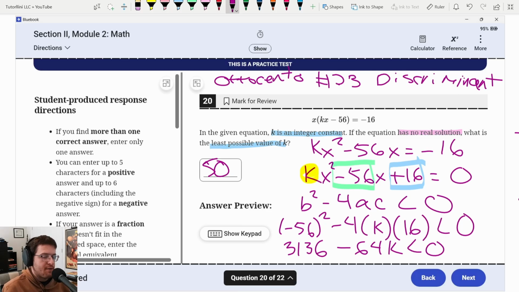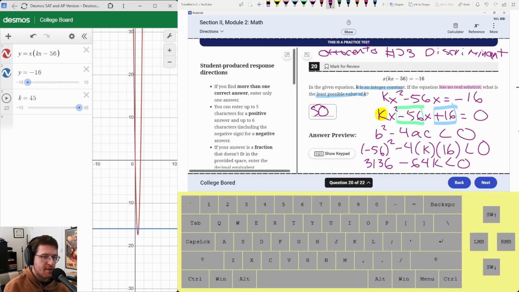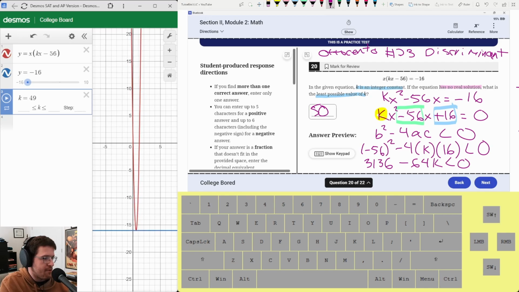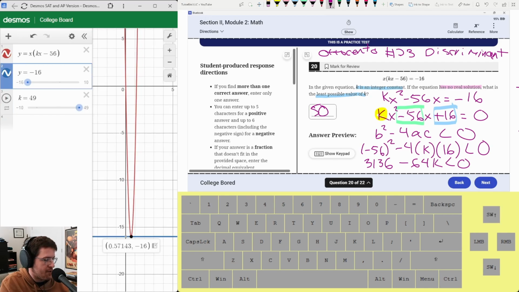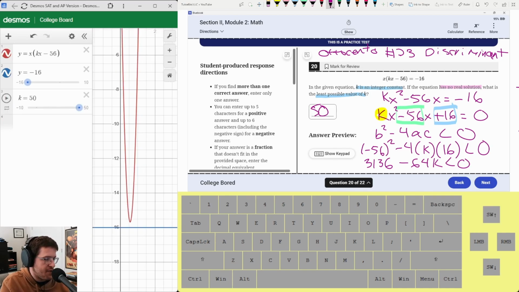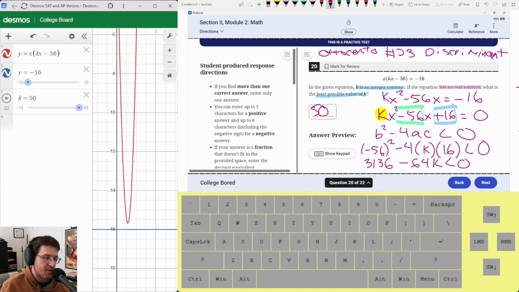We can also graph this to make sure we did it right, so let's go do that. Okay, I graphed the original equation by breaking it up into a system. You always want to do that whenever you're concerned about how many solutions the equation has. I go over that in my Desmos videos. All right, so you see if you put 49, that's no good. That doesn't have no real solution. That has one real solution. But if we try 50 or 51 or 52, etc., you see the red and blue never touch, so it has no real solution. So 50 is the least possible value of k. We did a good job.